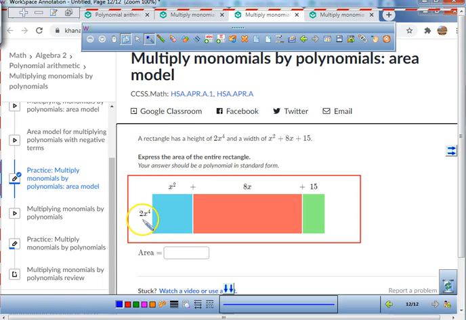The 2x to the power of 4 and the x squared. So what do we get when we multiply 2x to the power of 4 times x squared? We get 2x to the power of 6. Now, what's the coefficient in front of the x squared? Even though we can't see it, it's a what? It's a 1. So just remember, you need to multiply the coefficients.